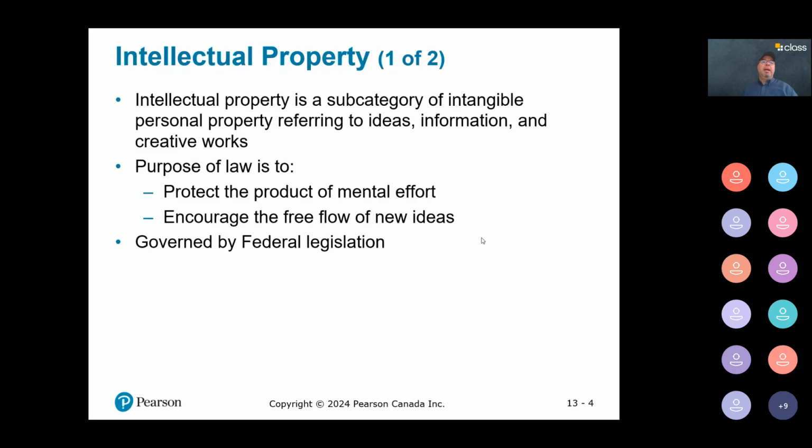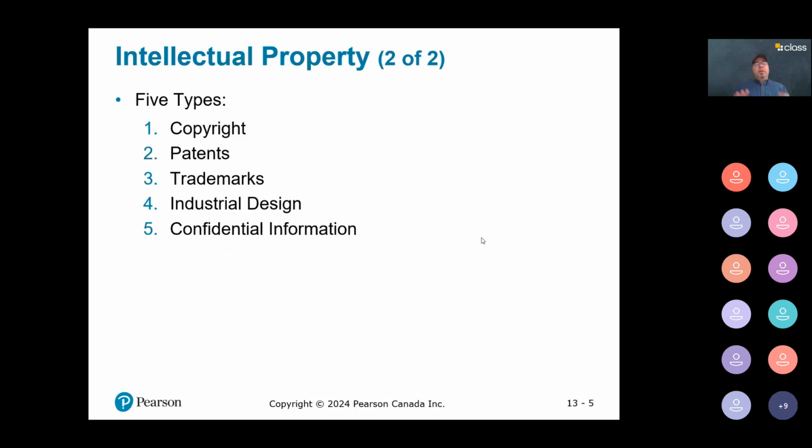In Canada, it's governed by federal legislation. Most countries actually, but in Canada especially, it's important for us to know it's governed by federal legislation because we know that provinces also have their exclusive rights, as we saw under section 92 in the Constitution Act of 1867. So if it's federal legislation in Canada, it means that the rules are the same everywhere in all provinces, territories.